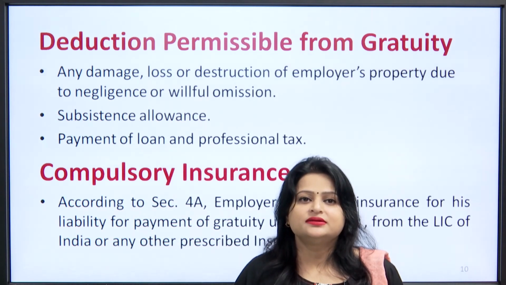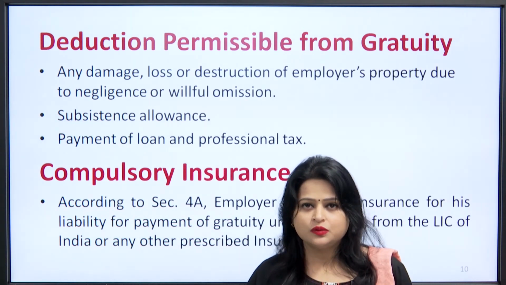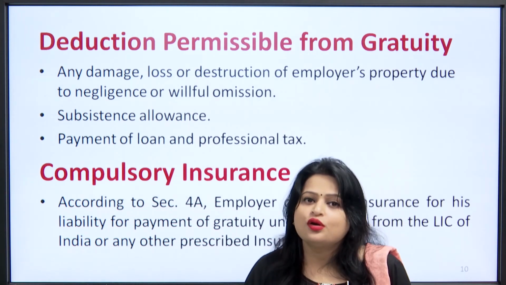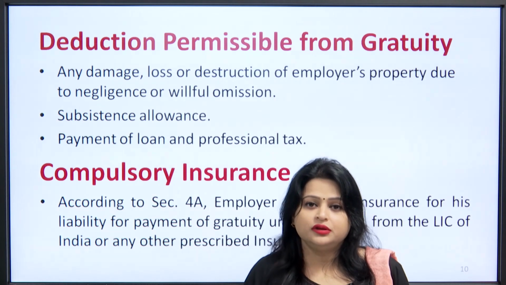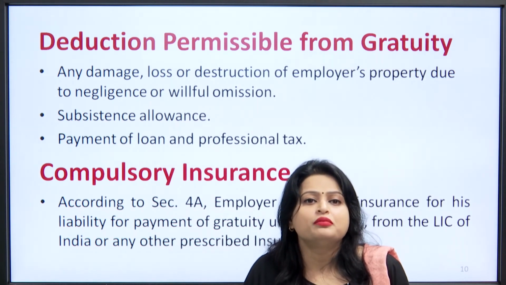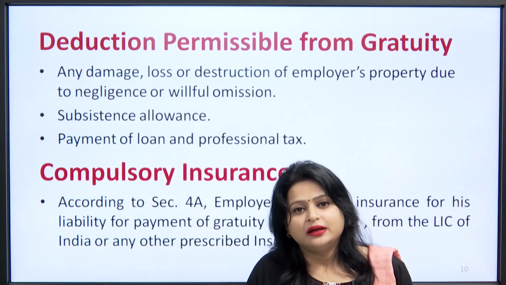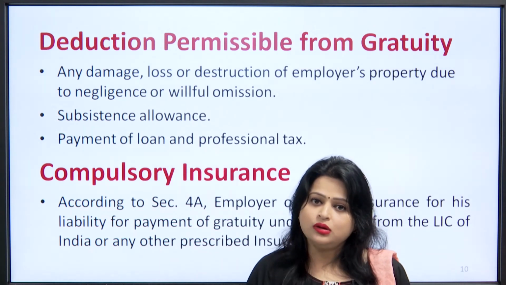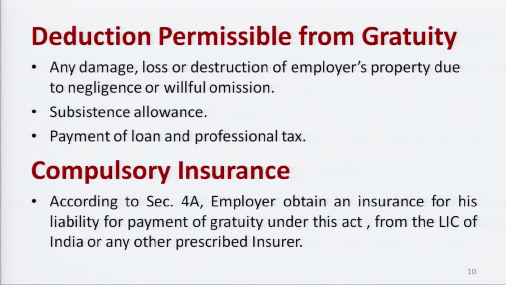Okay. Now, there are certain deductions permissible from the gratuity. What are these deductions? Any damage or loss or destruction of the employer's property due to negligence or willful omission. If the employee has damaged any employer's property deliberately or due to negligence, it does not matter. The amount of damage he has caused can be deducted from the gratuity. Any subsistence allowance, any loan payment and professional taxes which he may have taken from the employer, then the employer may deduct that amount from the gratuity. So, these are certain deductions which are permissible from gratuity.